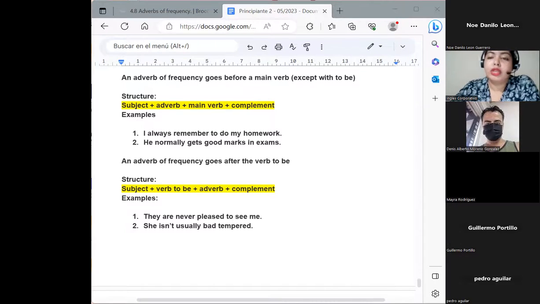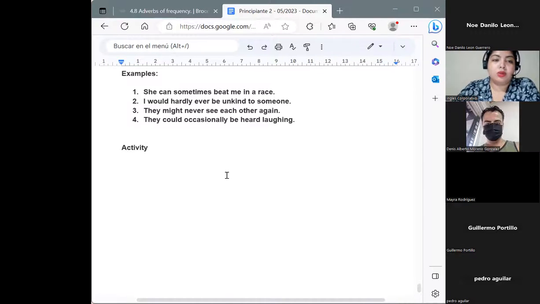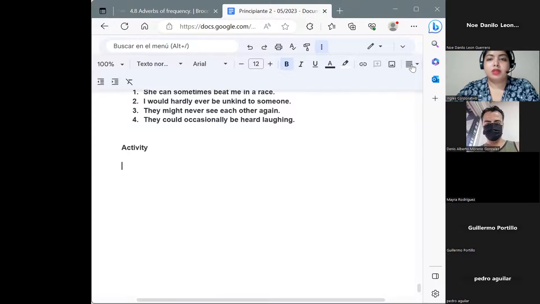Okay, it's time to read and write your examples. So I'm going to write some of this at the end of the document. So let's see, what are those statements? I'm going to make it like a list. So give me a moment.